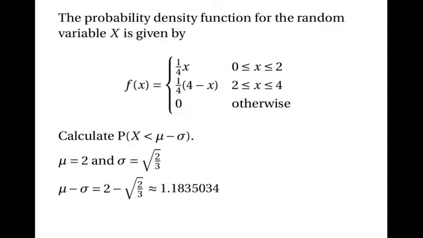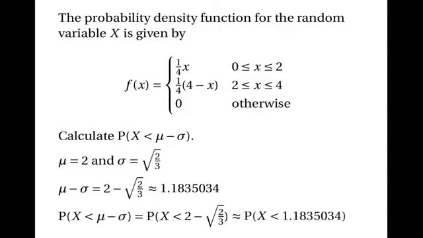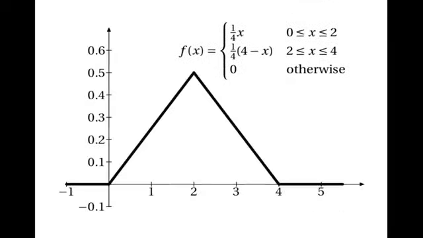1.1835034. So the question is asking us to find the probability that x is less than 2 take away the square root of 2 thirds, which is approximately the probability that x is less than 1.1835034. Now there are different ways to work out this probability. One way would be to integrate the function between 0 and 1.1835034. But if you remember that the graph of the probability density function is linear, it's made up out of straight lines, it's probably easier to work out the area of some basic geometric shapes.